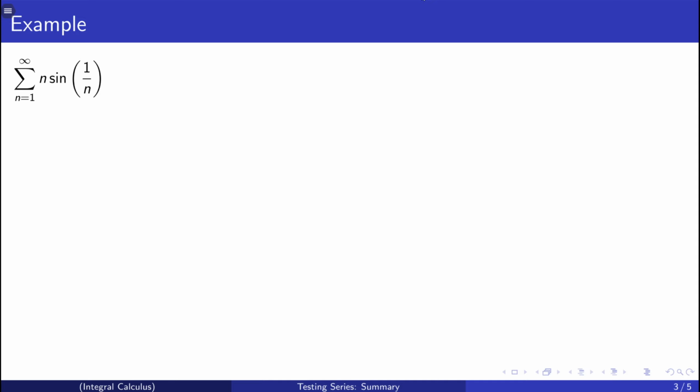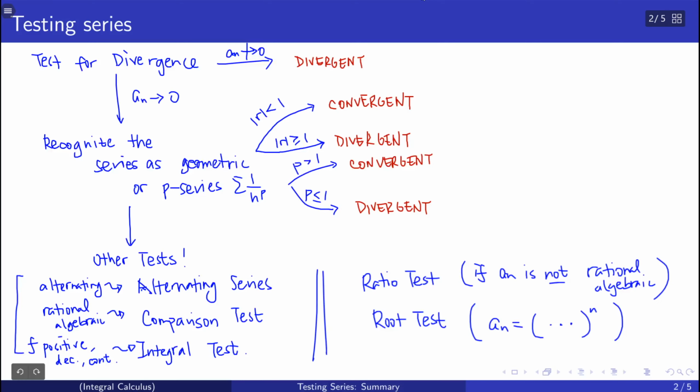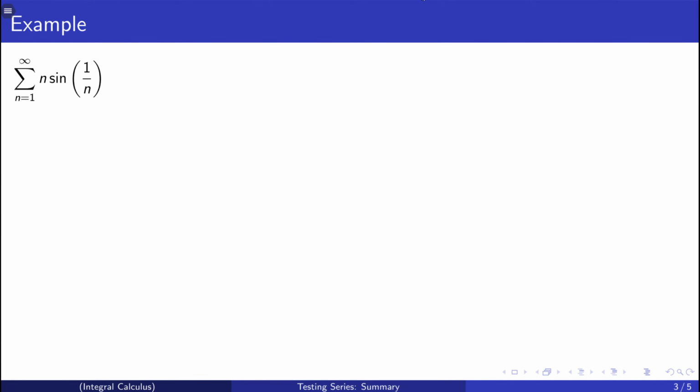So, okay, did you pause the video? What kind of test did you try here? Did you try the test for divergence first? What happens if we do that? So what's going to happen there is you take the limit, as n goes to infinity, of your a sub n term.